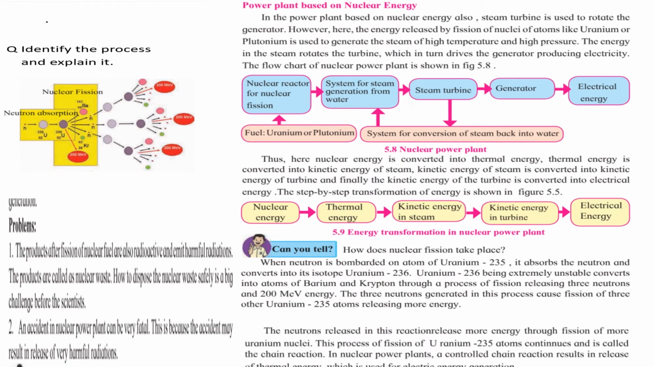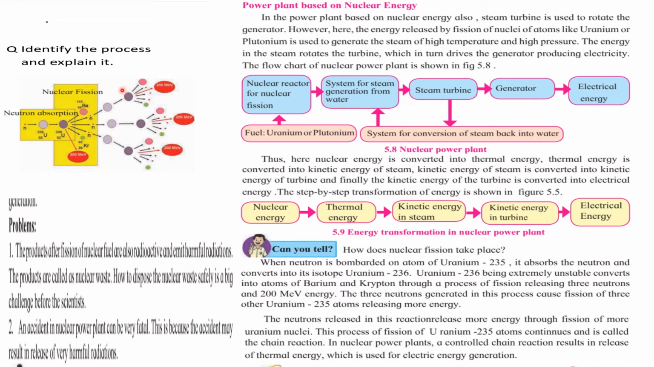Friends, here is the same diagram based question as we learned above. This is about the nuclear power plant, and we have already learned the problems and the energy transfer. But here we have to explain the process. When a neutron is bombarded on uranium 235, it absorbs the neutron and converts into the isotope uranium 236. As uranium 236 is extremely unstable, it converts into barium and krypton.